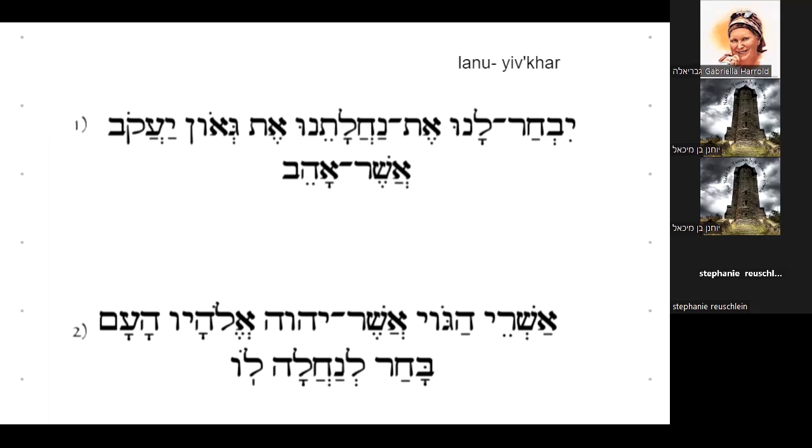Okay, yivchar lanu. Now, look what we have here. We have the aleph and the tav together. So that makes the sound et. We have aleph, which is a silent letter, but it is pointed with segol, right? Which is a quick E sound, and then followed by the tav. So E, et. All right? So we have yivchar lanu et.